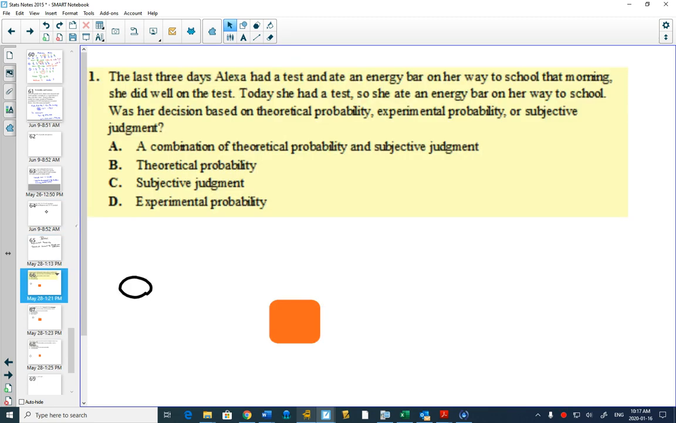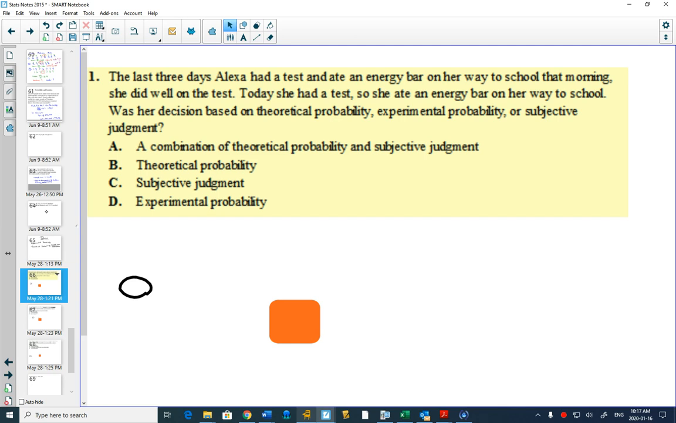Okay, multiple choice question. The last 3 days, Alexa had a test and ate an energy bar on her way to school that morning. She did well on the test. Today she had a test, so she ate an energy bar on her way to school. Was her decision based on theoretical probability or experimental probability? Or a subjective judgment? So theoretical is saying that something always happens, like flipping a coin is 50-50. Experimental probability is when you do an experiment, look at the results, and then use those results to tell yourself what to do next.